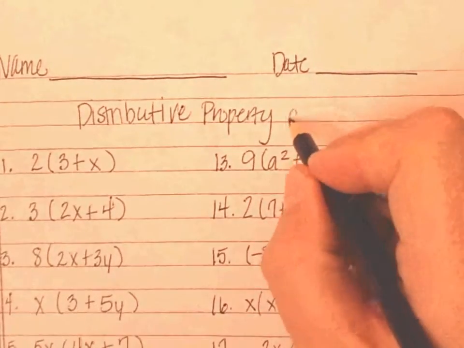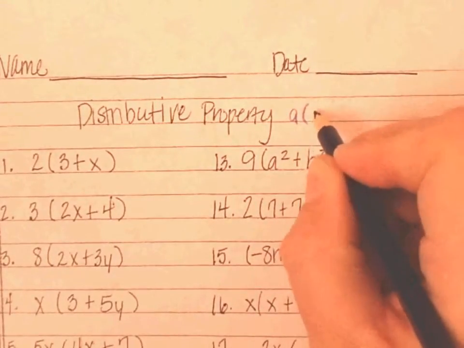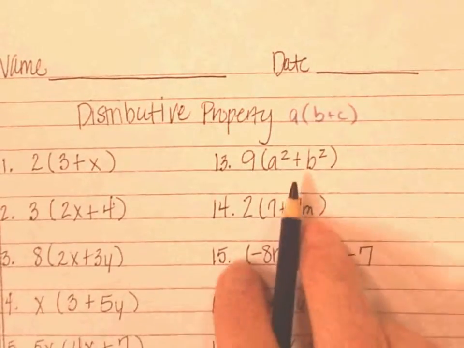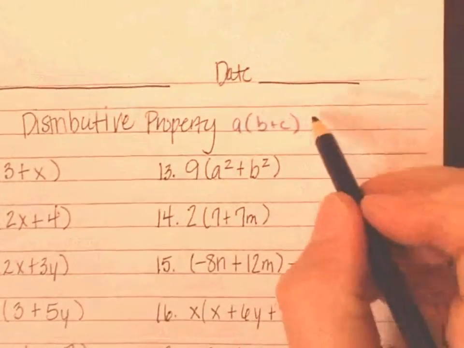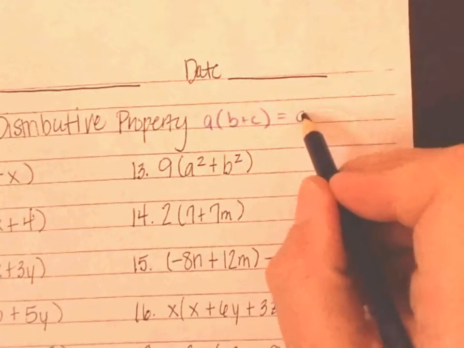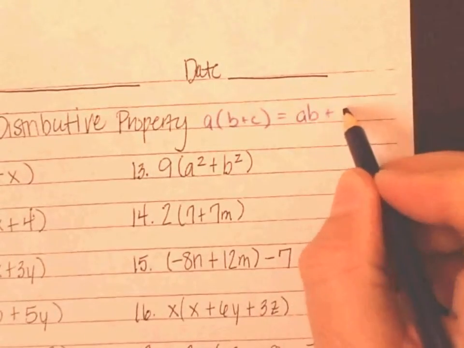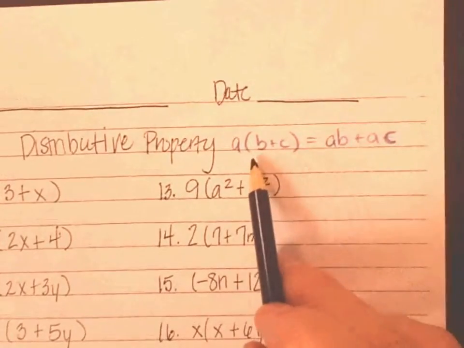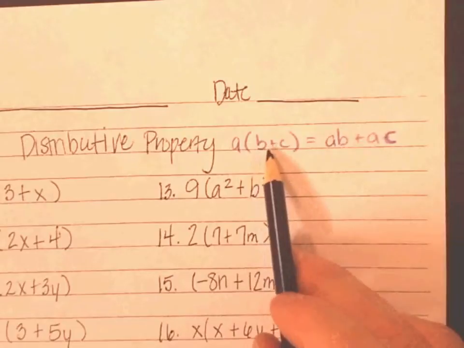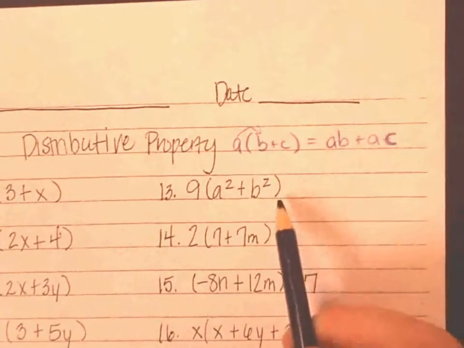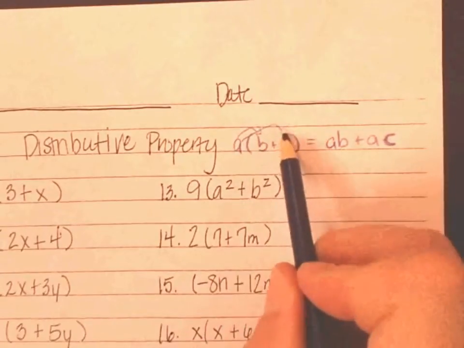The distributive property says that if a sum or a difference is multiplied by another number or variable, that is equal to each piece of the sum or difference being multiplied and then added. So in this case, if I have a times the sum of b plus c, that is equal to a times b plus a times c.